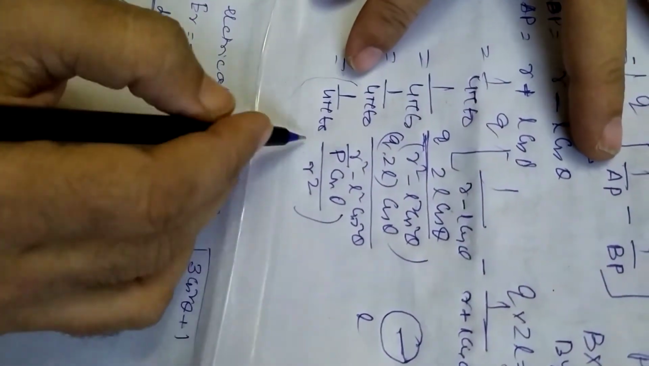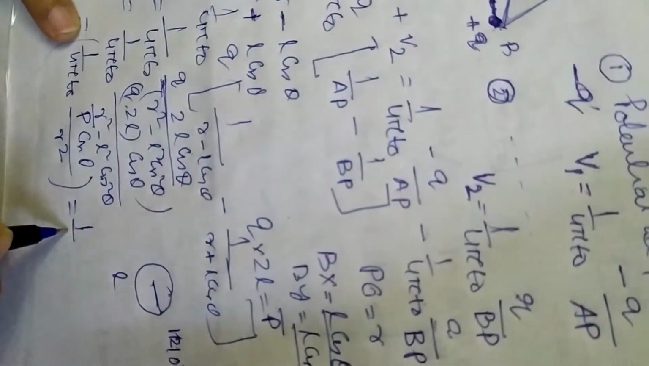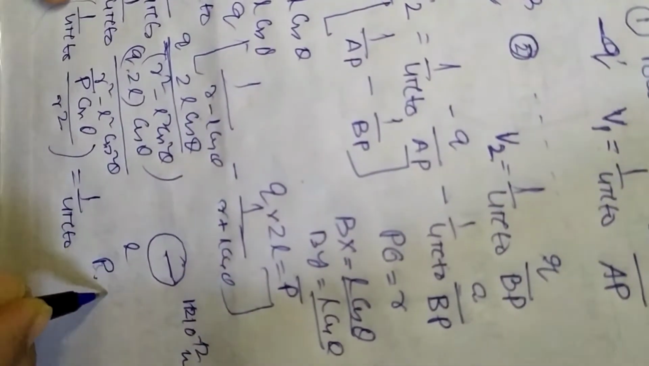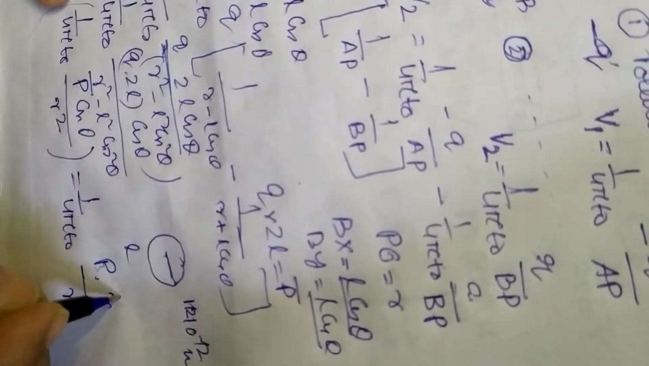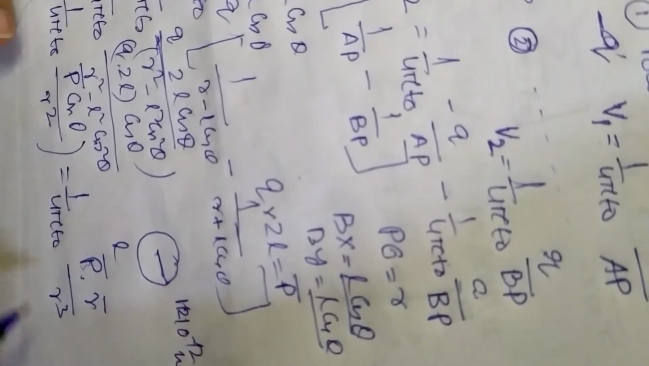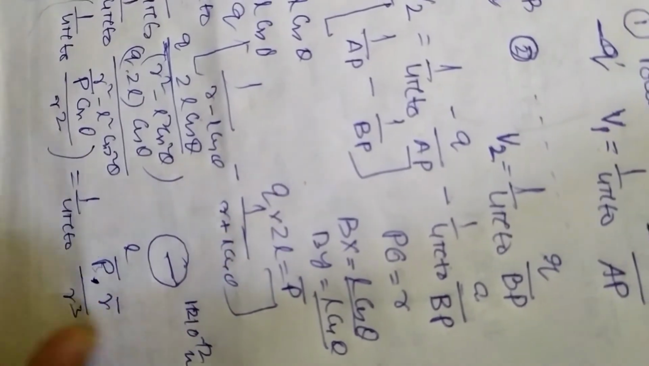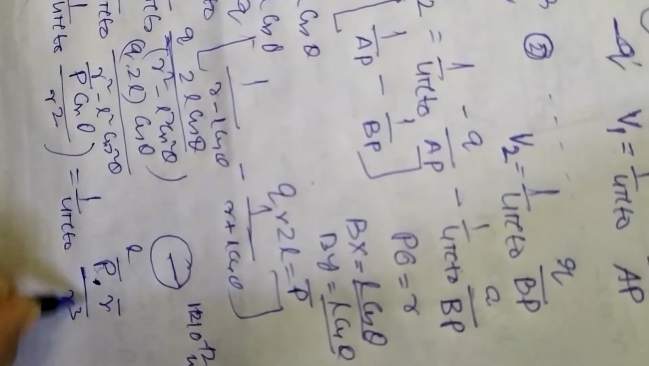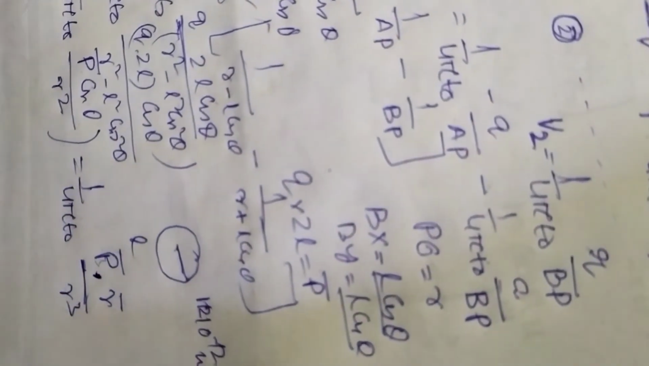Okay, so potential at any point we can write as 1 by 4 pi epsilon, P dot R, and here R cube. Okay, in this way we can show it in vector form. This is a dot product, so this is a scalar quantity that we have done earlier in class 11. So this is P dot R over R cube. Now we can find out these values.